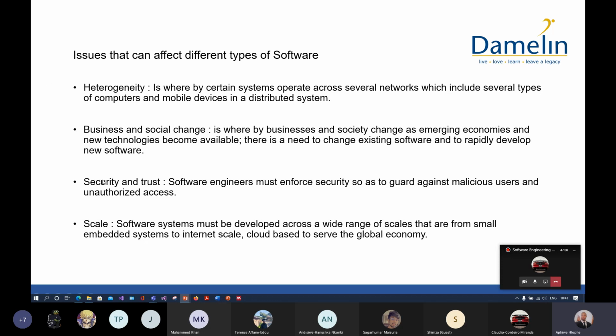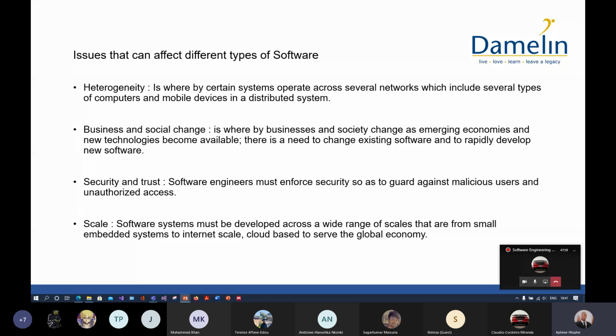And then security and trust. Software engineers must enforce security so as to guard against malicious users and unauthorized access. You may think that malicious users come from outside. When you talk about hackers or crackers, you may think we're talking about people mostly outside the organization, but these people can also come from inside the organization. What if an employee gives the credentials of another employee with malicious intent? That becomes a problem.